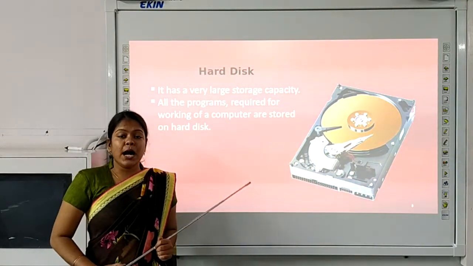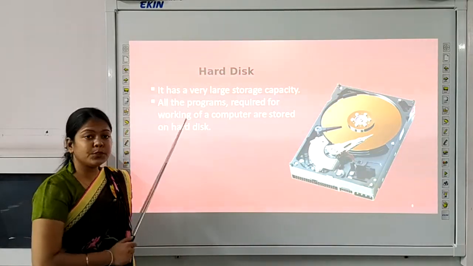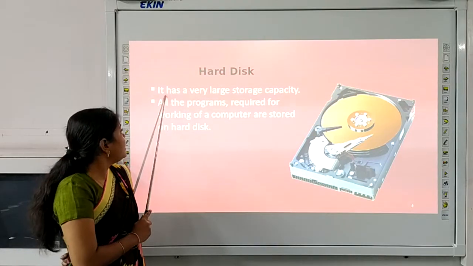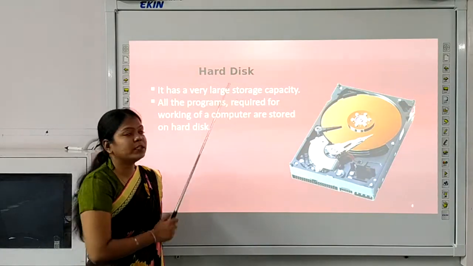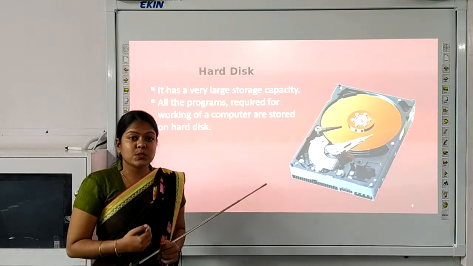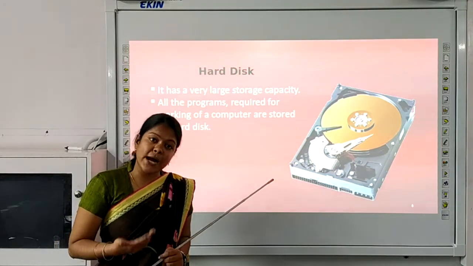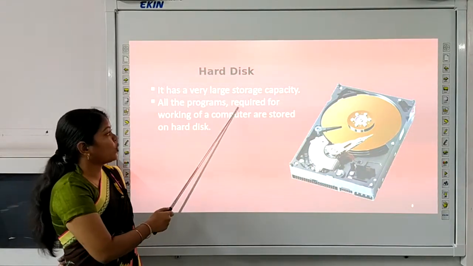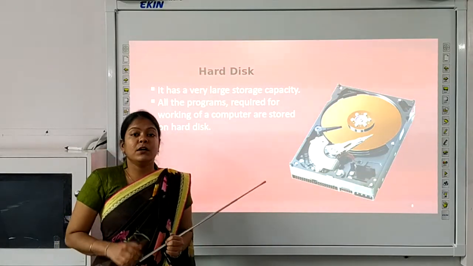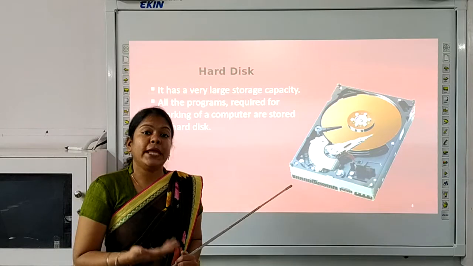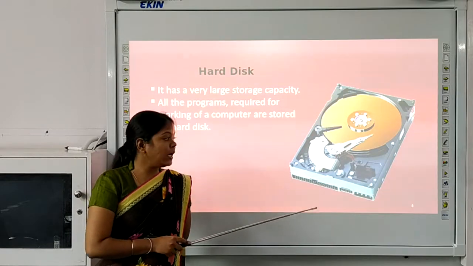Students, we all know hard disk is placed inside the system cabinet, okay, and it is used to store a large amount of data. It has a very large storage capacity, okay. Iske paas bahut zyada large capacity hoti hai data ko store karne ke liye. That's why it can store a large amount of data in the form of GBs or TBs, that stands for terabytes. All the programs required for working of a computer are stored on the hard disk. It means every software or program, like when we are playing a game on the computer, the games are stored and installed on the computer in the hard disk. Okay.